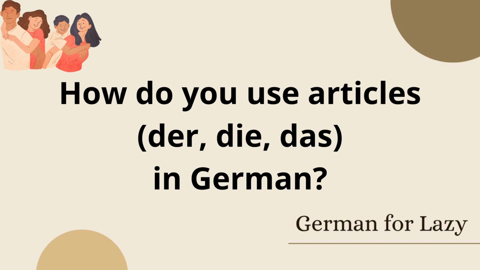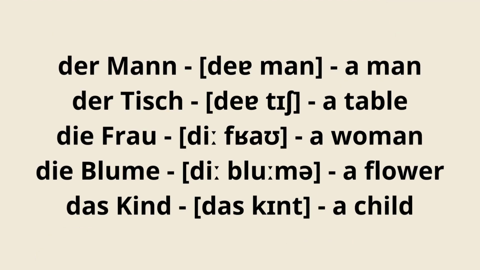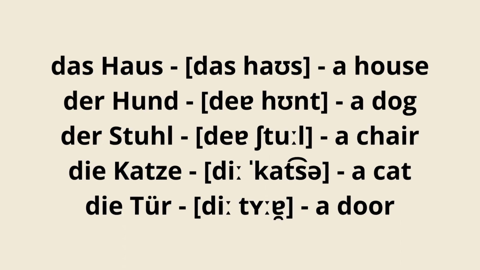Nice job, my friends. Let's pronounce one more time each of the new words. Der Mann, a man. Der Tisch, a table. Die Frau, a woman. Die Blume, a flower. Das Kind, a child. Das Haus, a house.